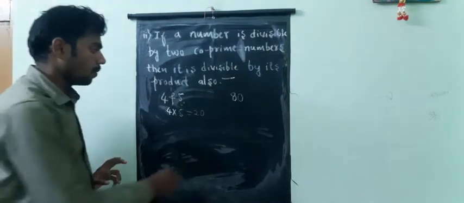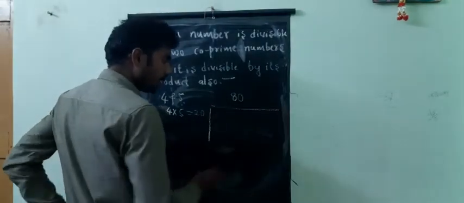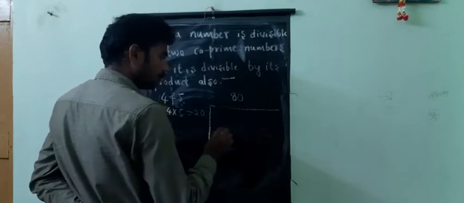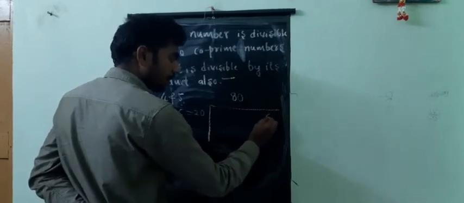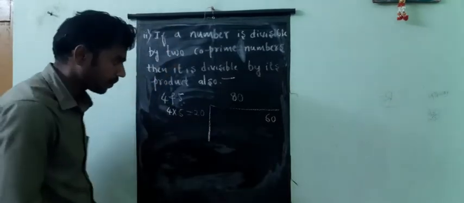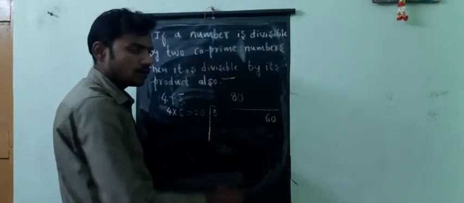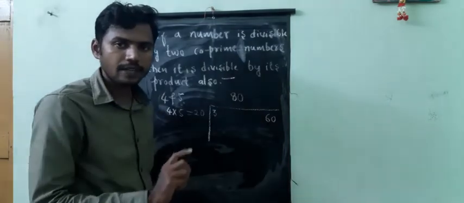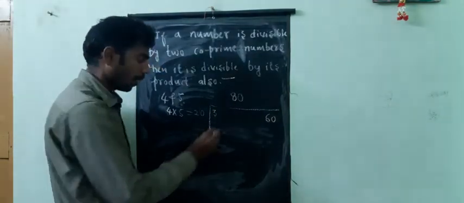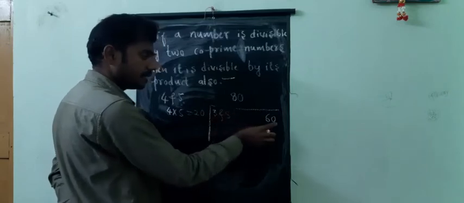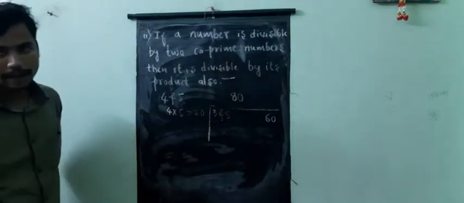Next, if I take one more example, the number 60. Does 3 divide 60? Yes. 6 plus 0 is 6, and 6 is a multiple of 3, hence it is divisible by 3. Is 60 divisible by 5? Since it is ending with 0, it is divisible by 5.